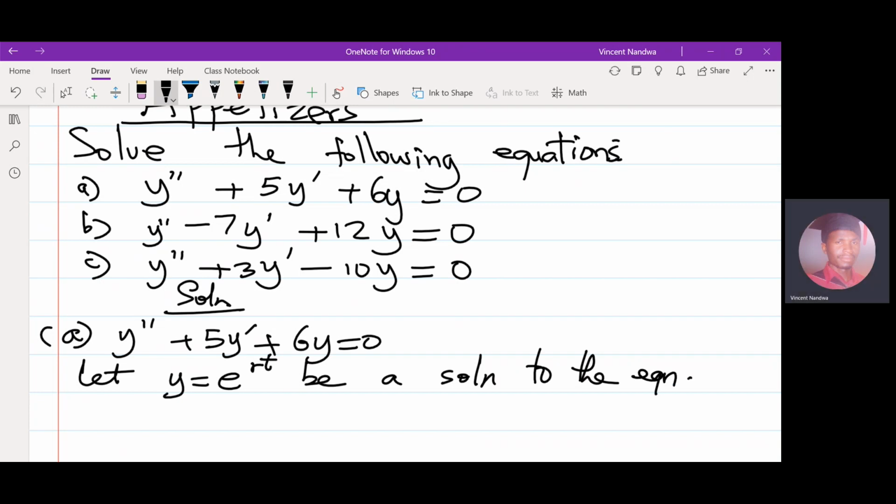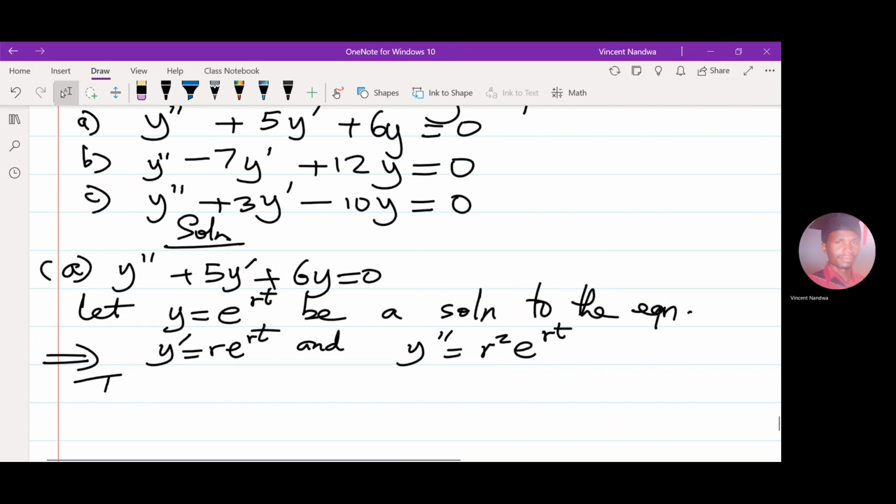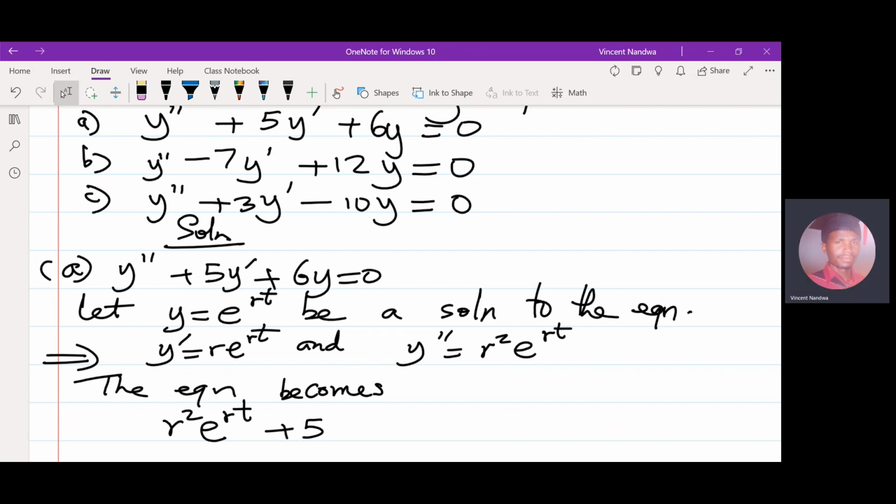This is not fashion. You have to show where you are getting your characteristic equation. So you need the first derivative and also the second derivative. That means y prime is r e raised power rt, and y double prime is r squared e raised power rt. So the equation becomes r squared e raised power rt plus 5r e raised power rt plus 6 times y, which is e raised power rt, equals 0. I'm allowed to equate it to 0 because I've already said that this is a solution.